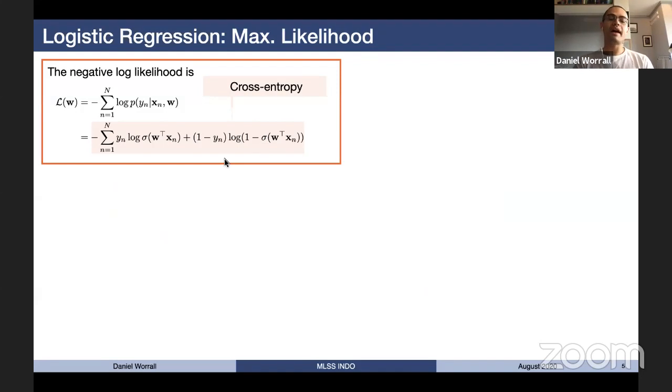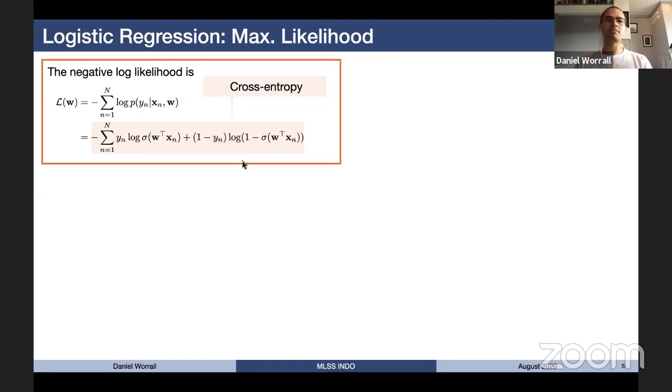And if any of you have any experience with using PyTorch or TensorFlow, you will recognize this function as something called the cross entropy function, or the cross entropy loss. And the cross entropy is nothing but the negative log likelihood of your parameters given your data.